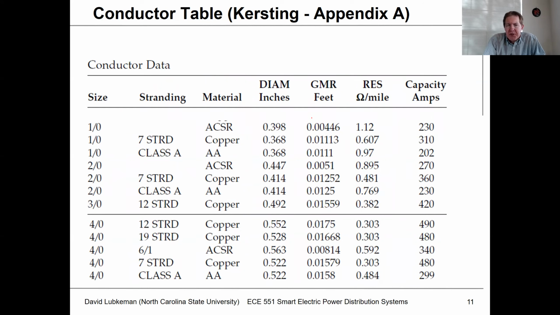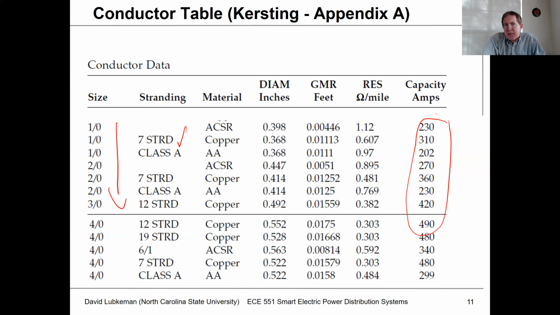And we use this as a reference in the class, where again, you've got the size, and this is all in terms of increasing size. And then you have different types of material like ACSR or copper, whatever. And then you would have some information about whether it's stranded or not, number of individual strands. And again, you have the same diameter, GMR, resistance information. And then it would have a capacity in amperes. And so this would be the amount of current that this could carry under normal sorts of conditions. And you want to make sure that you don't operate this above the capacity limits for too long.